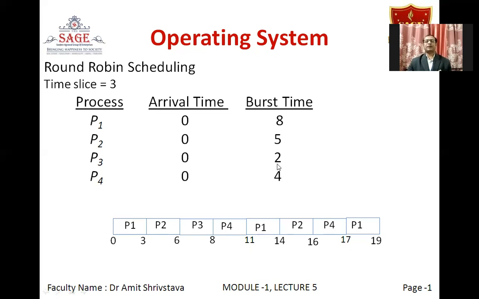So now P2 and P3 both are completed. P4 has already been executed for a 3 unit time interval. So the remaining time was only 1 unit. So after that, we will allot the process P4 from 16 to 17, that is a 1 unit time interval. Now P4 is also finished, and we are left with only one choice, that is P1. And P1 has already executed 2 times, that is 6 milliseconds. So the remaining time is 2 milliseconds. So from 17 to 19, we will execute process P1, and now all the processes are completed.